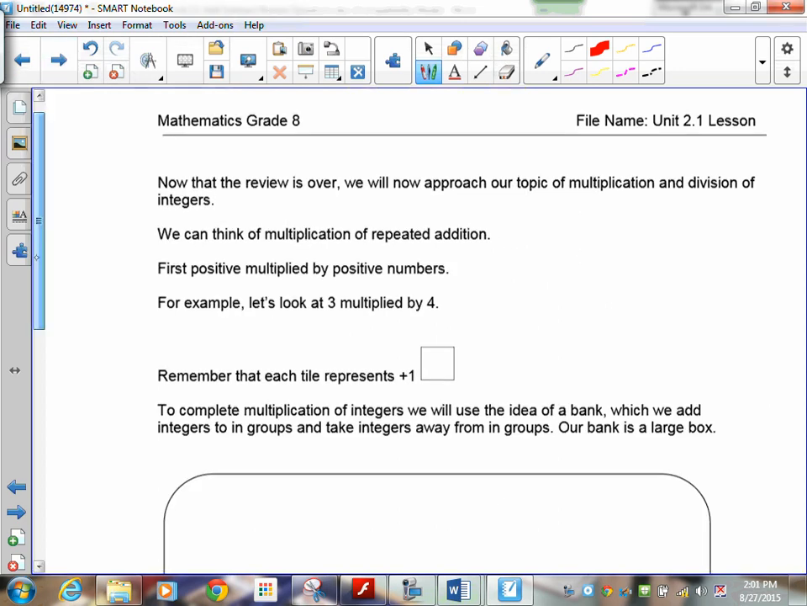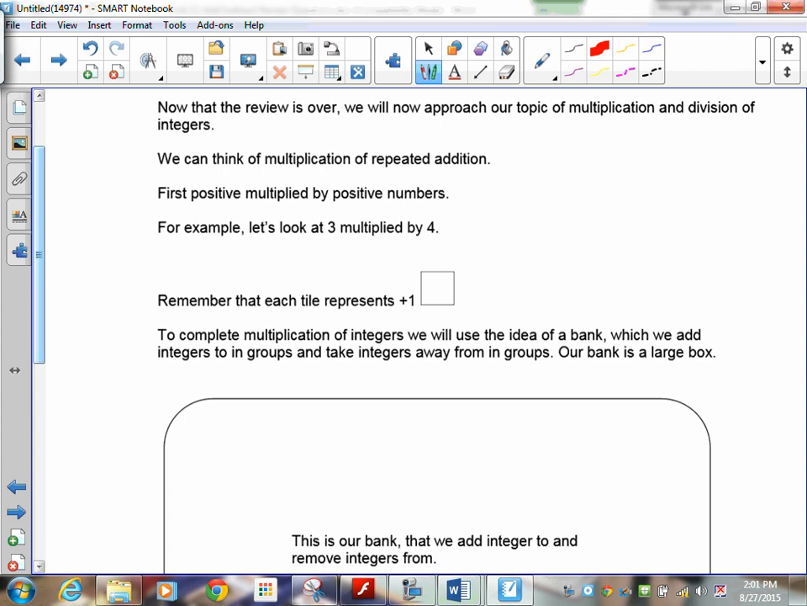Okay, now that the review is over, we now approach our topic of multiplication. So, what I just did, you should have remembered from grade 7. Okay, we can think of multiplication and division as two different things. Multiplication is rapid addition. We can think of division as rapid subtraction. Remember that each tile is a positive 1 or a negative 1. So to complete multiplication of integers, we will use the idea of a bank, which we add integers into or take out in order to find the answer.